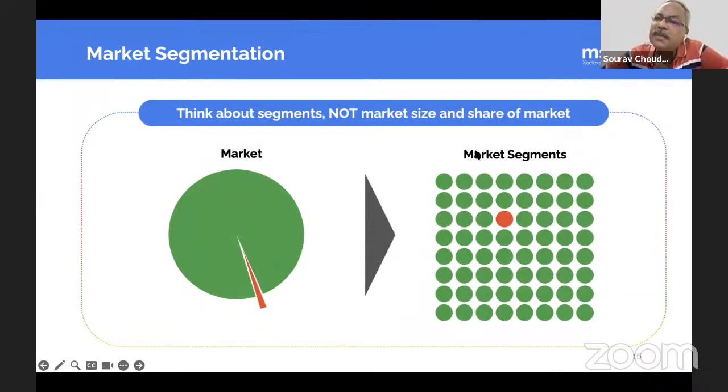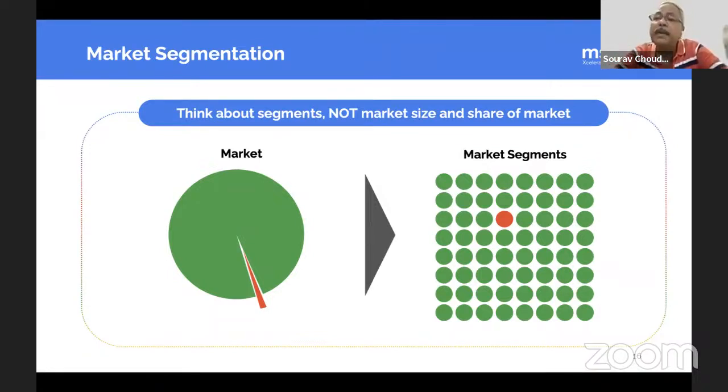Now, if this is the whole market of different groups, my target group possibly will be this. I will not think about the whole market. I will only think about this target market. Think about segments, not market size or share of market. Am I catering to the right segment? Am I reaching the right segment? Am I communicating to that right segment? Because if I spend my money in communicating to these people, reaching these people, pricing for these people, making a product for these people, then I'm wasting my money when my target group is here. Correct? Got it? The importance of segmenting.